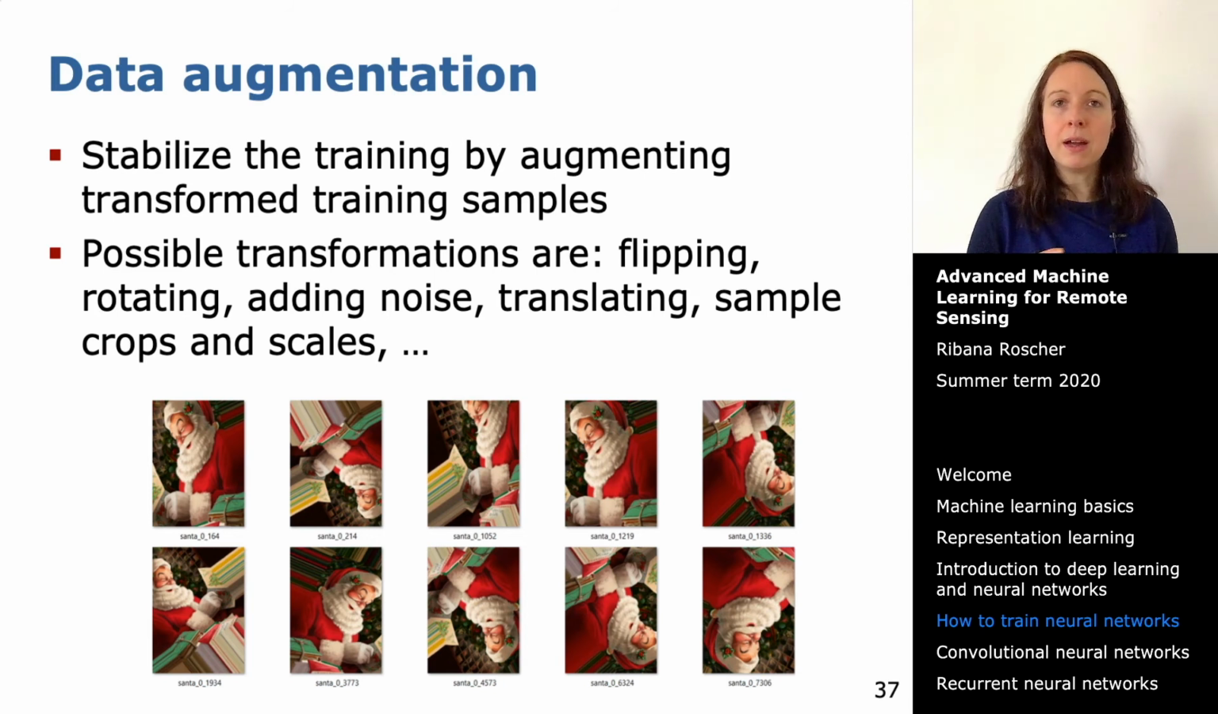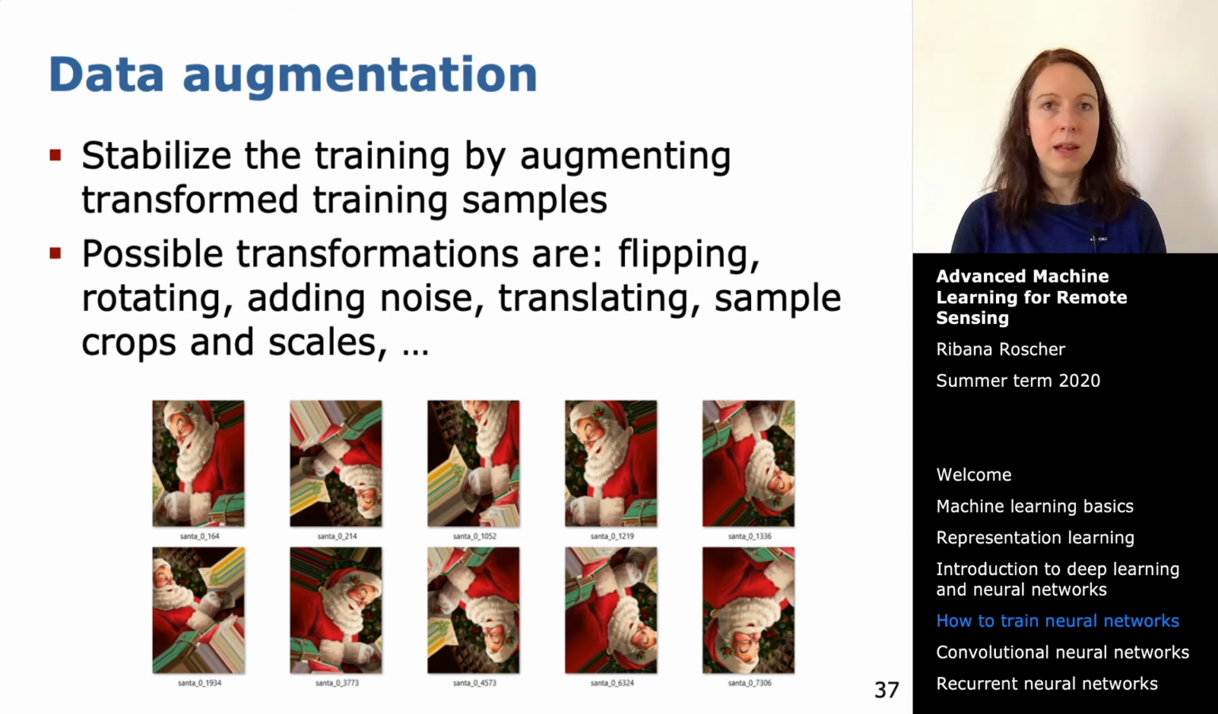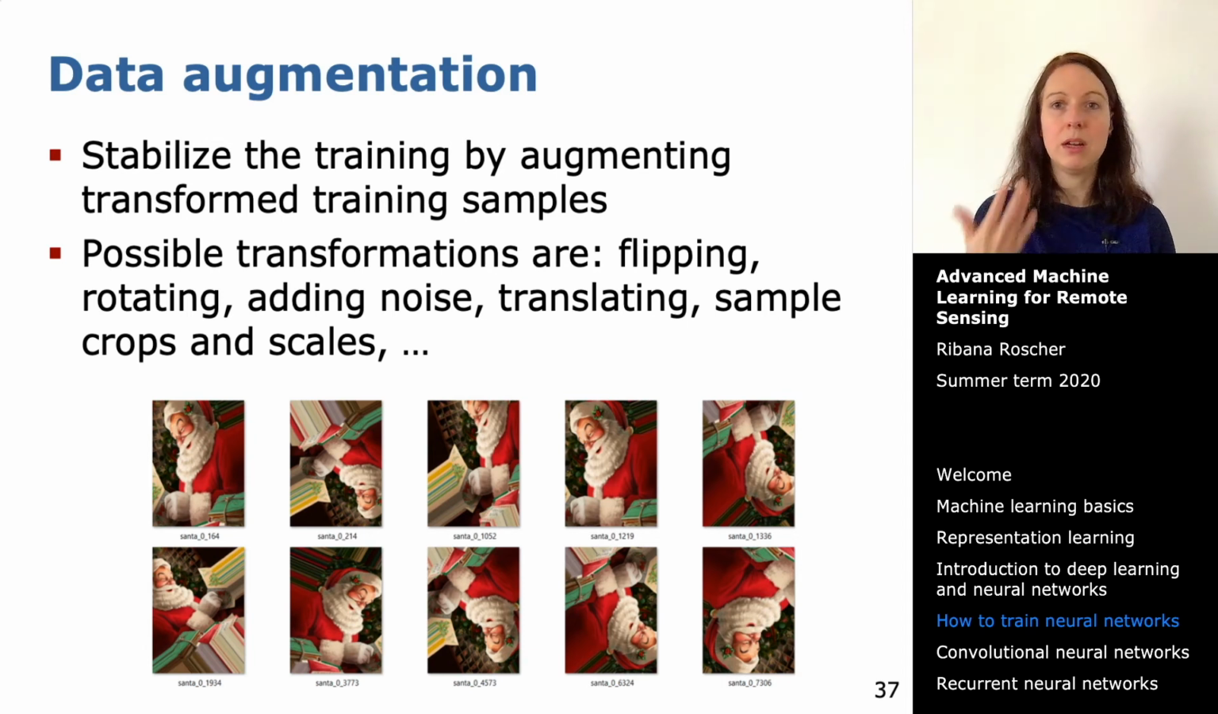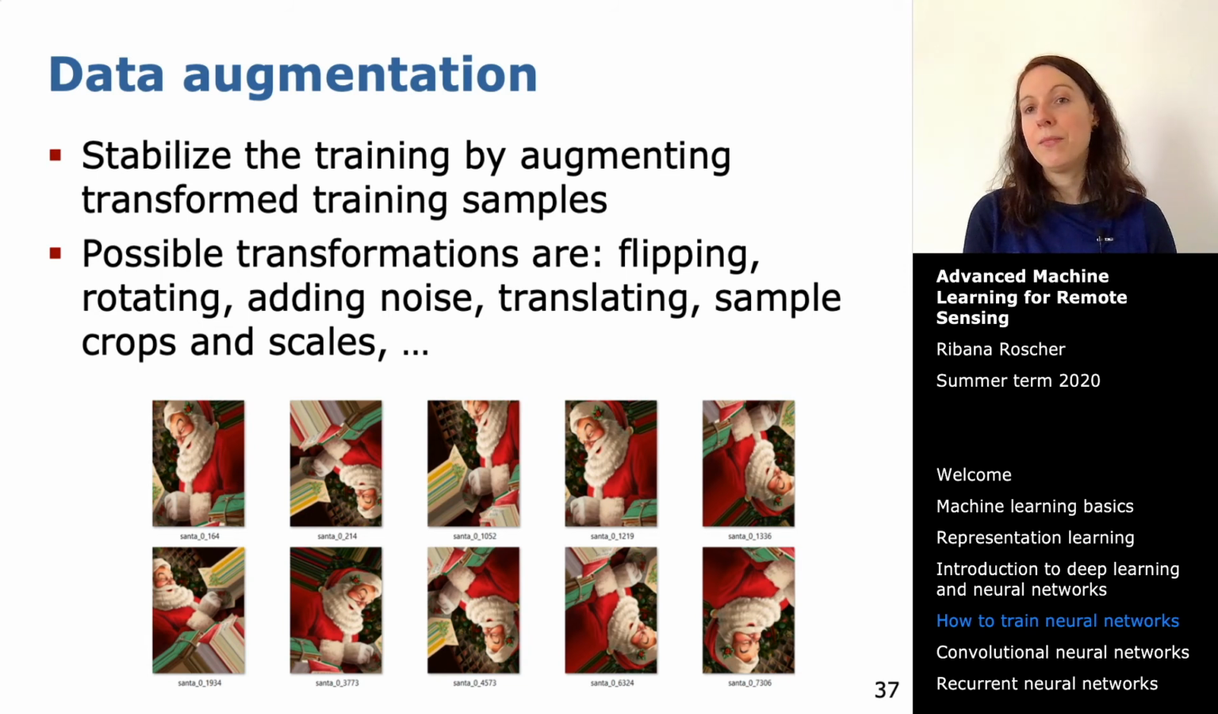You do this by transforming your labeled samples by some transformations. For example, when you have images, you can flip them, you can rotate them, you can add noise, do sample crops, and also all combinations of them. So it's quite easy to increase the amount of labeled data a lot with simple strategies.